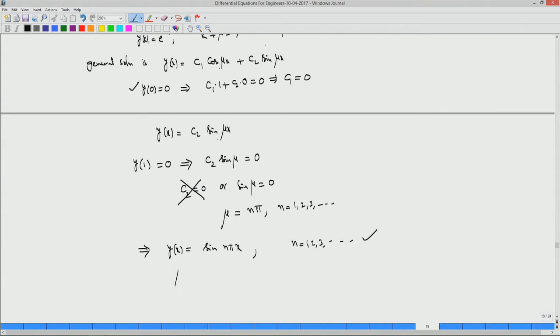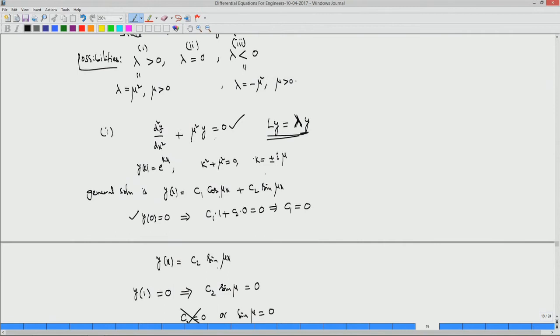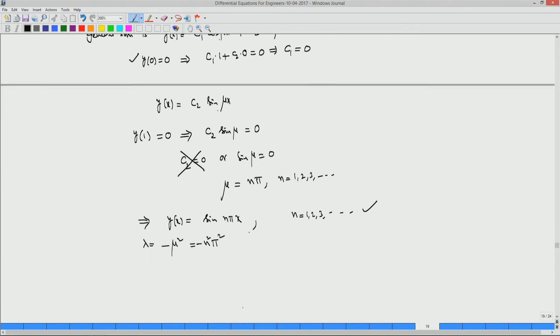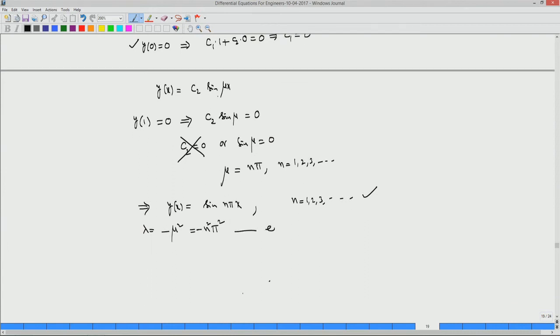What is your mu? Mu equal to n pi. When mu is n pi, I have this solution. And when mu is n pi, what is lambda? Lambda is minus mu square, so that is lambda. So I have minus n square pi square. So these are your eigenvalues.